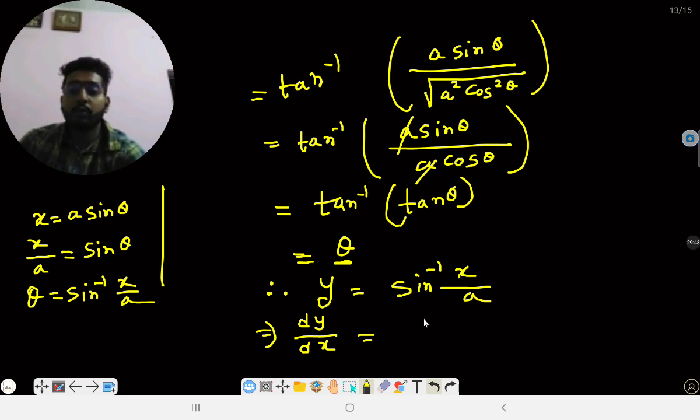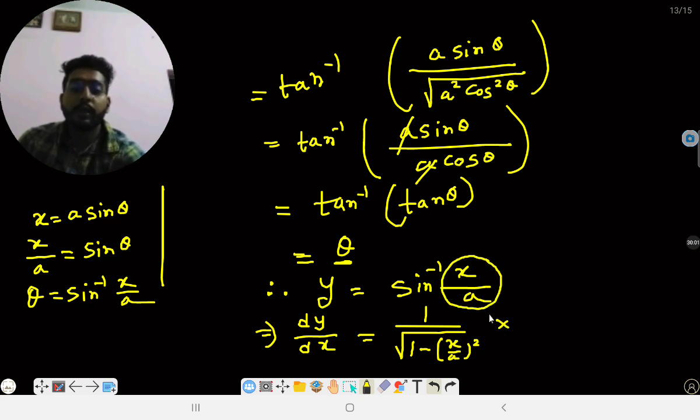1 by root over 1 minus x square. Okay, so here, what is the formula? The derivative of sine inverse x is 1 by root over 1 minus x square. That means this one square into, this is a chain rule. So second one, what is the term here? x by a. Now we know the derivative of x is 1, so this is 1 by a.